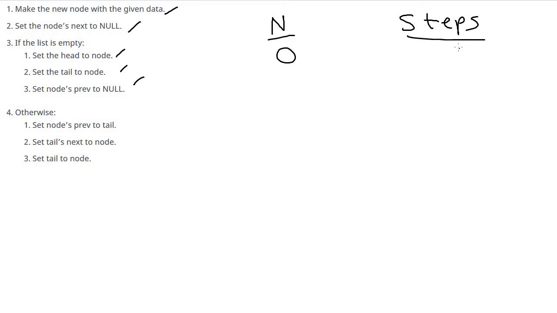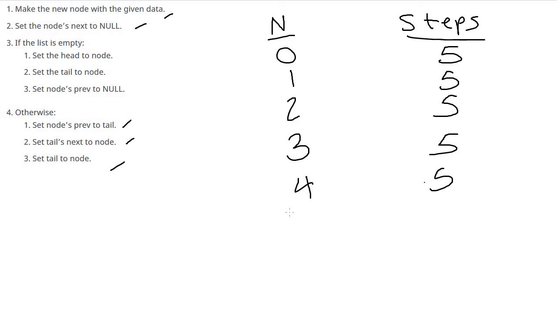Now let's carry on and think about when n is equal to 1. Well, we're going to do 1, 2, and now the list is not empty, so we do 3, 4, 5 steps. 5. Now what if n is equal to 2? Well, we're going to do 1, 2, 3, 4, 5 steps. And maybe you're seeing a pattern here. If we have n equal to 3, we do 5 steps. N equal to 4, guess what? It's 5 steps. N equal to 1,000, it's 5 steps.